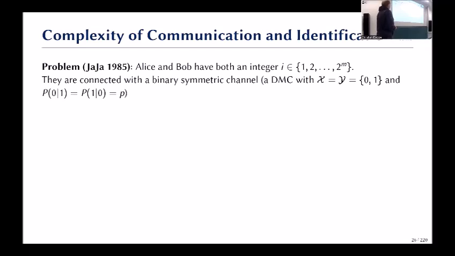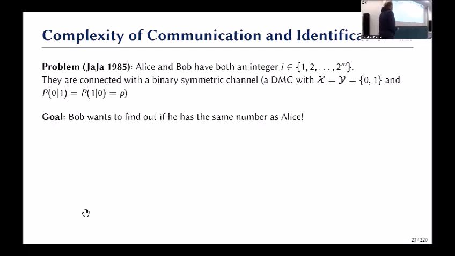This is nothing more than a discrete memoryless channel with binary alphabet, and the probability of flipping from 0 to 1 and 1 to 0 is equal to p. Now, Bob wants to find out if he has the same number as Alice. How can we do this?